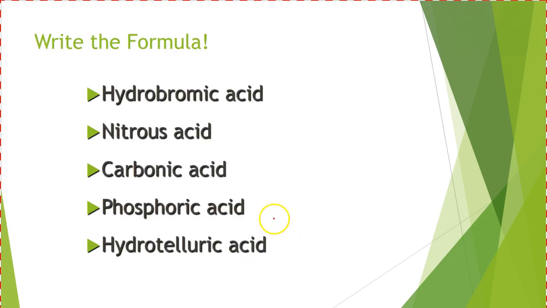So write the formulas. Hydrobromic acid, hydro meaning that it doesn't have any oxygen, and so it's binary. So this would be HBr. Nitrous acid. Ous meaning it used to end in ite, so that would be the nitrite. So we'd have H plus and NO2 1 minus, and that means my formula would be HNO2.